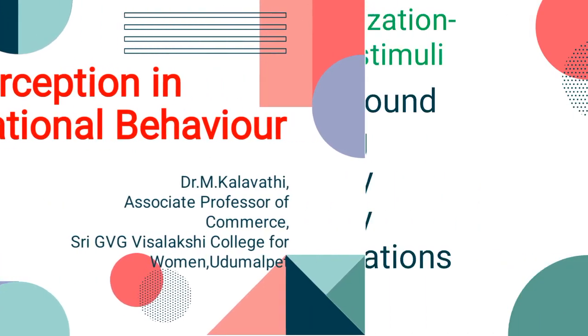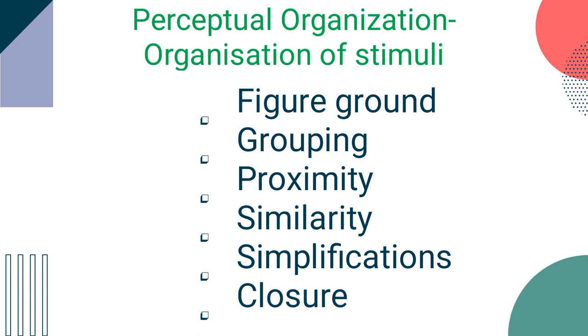In perception, today we'll discuss perceptual organization, the organization of the stimuli. While perceptual selectivity deals with the factors affecting the stimuli for further processing, perceptual organization deals with the manner in which the selected stimuli are organized in order to make sense out of them.